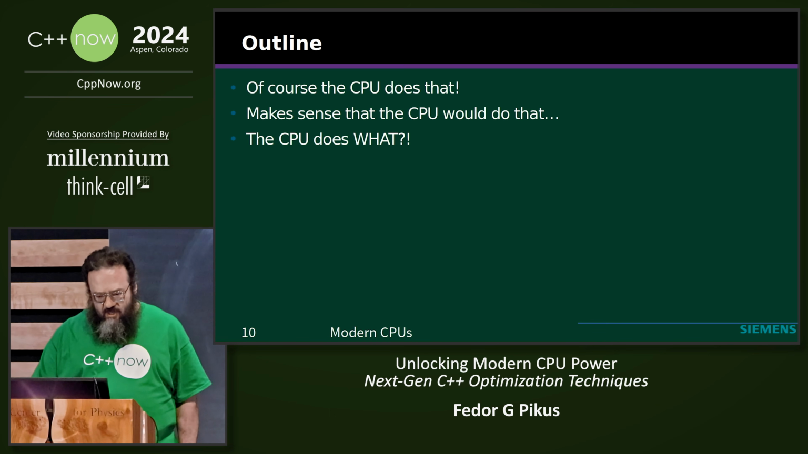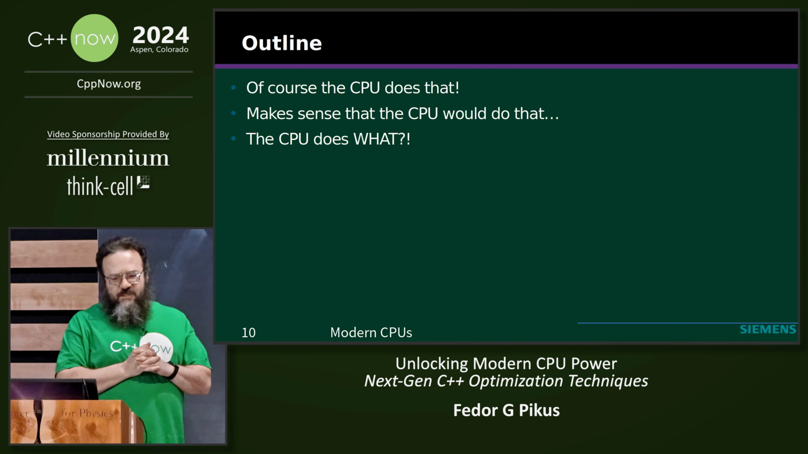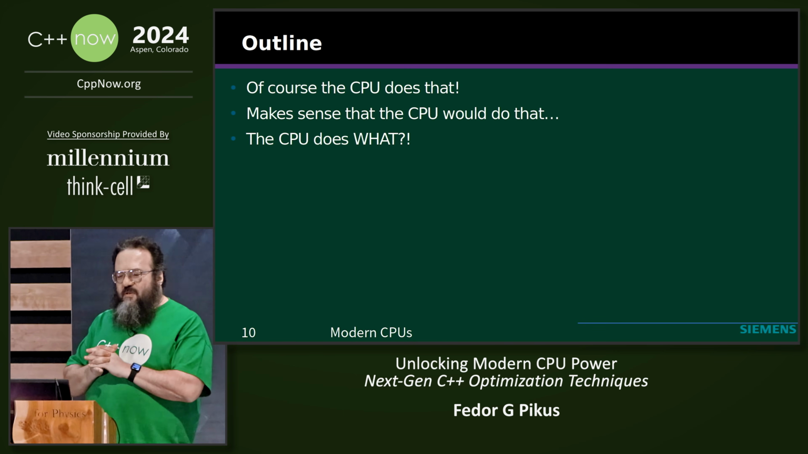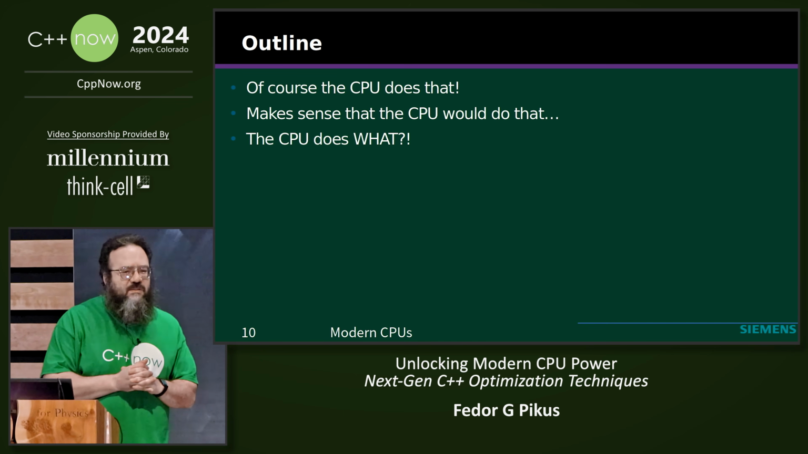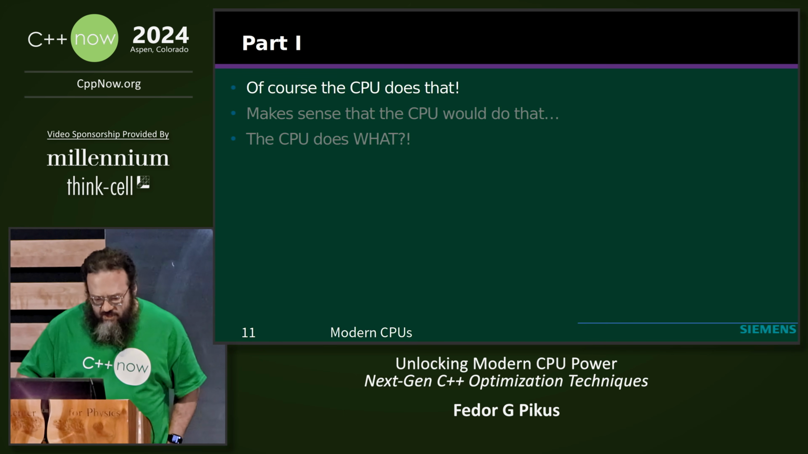Okay, so let's start. This is basically the outline of the talk. There are 3 parts: the obvious, the less obvious, and the surprising. Well, let's start with the obvious.